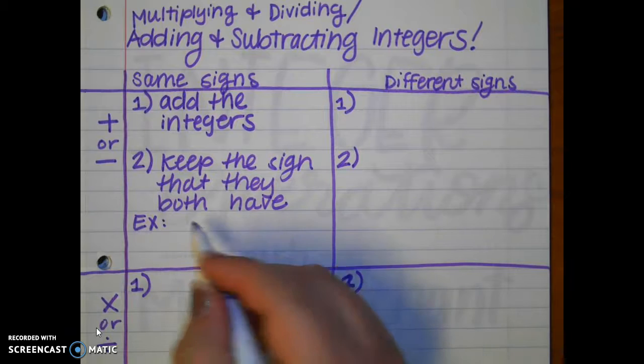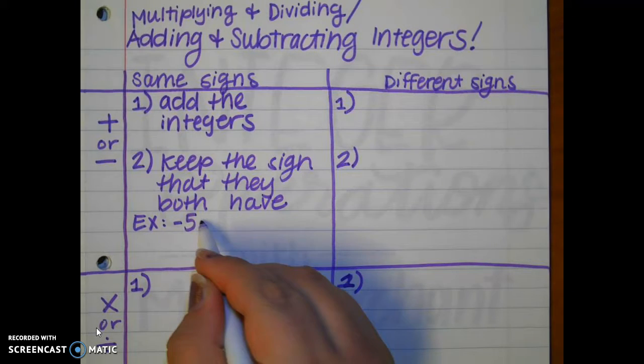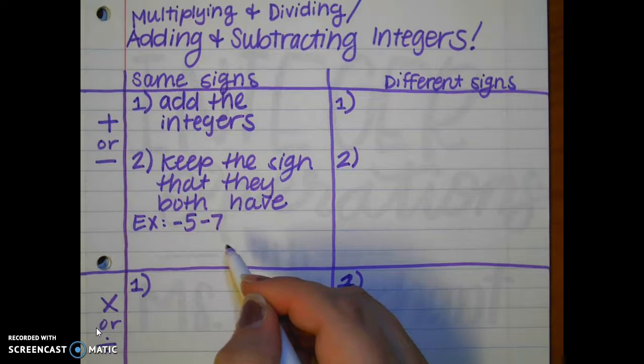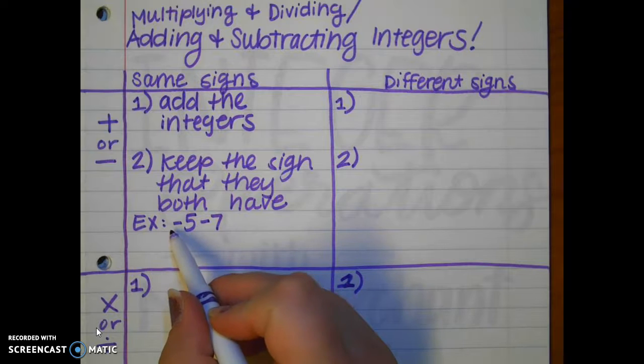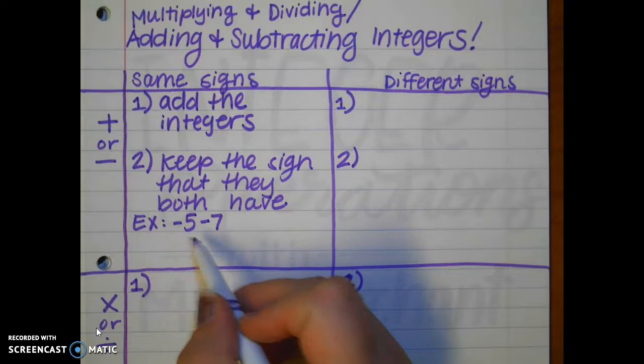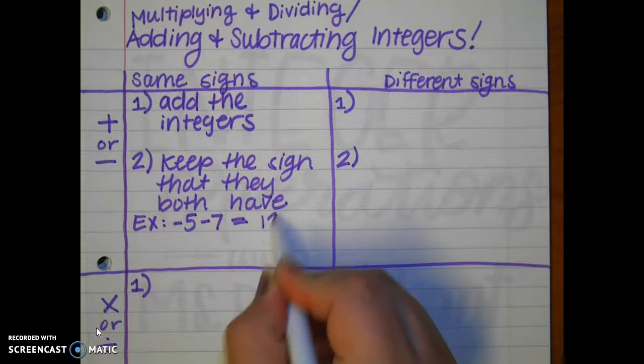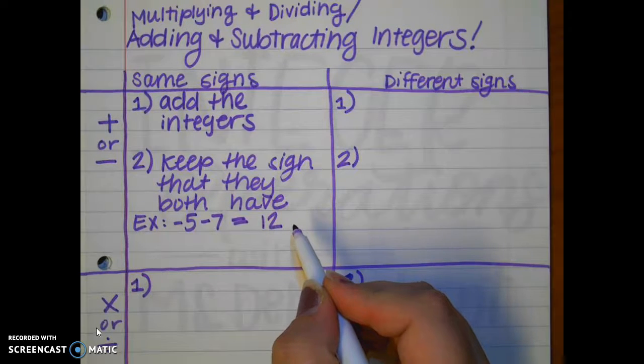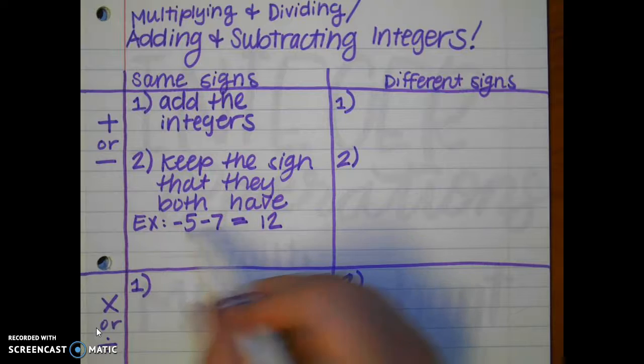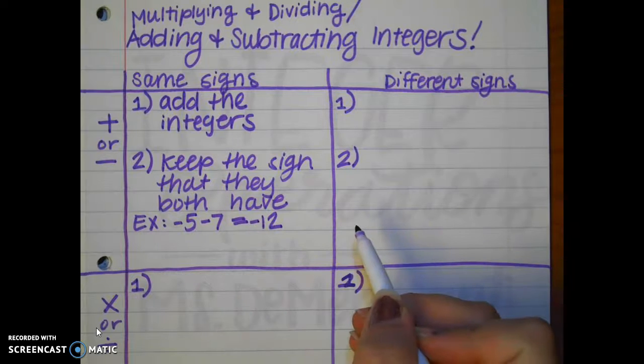So let's say that we have -5 minus 7. They have the same signs. They both have a negative out in front. All right. So we're going to go ahead and add up the numbers. 7 plus 5 gives us 12. And then we're going to keep the sign that they both have. They're both negative. So that 12 is going to be negative.